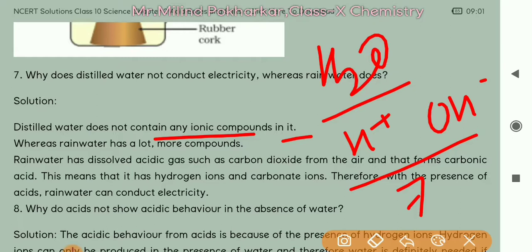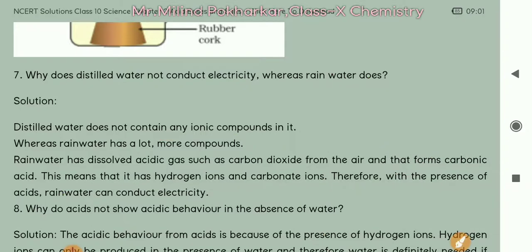But rainwater has dissolved acidic gas such as carbon dioxide from air, that forms carbonic acid, and this means that hydrogen ions and carbonate ions are there in it. So it conducts electricity. When acid rain takes place, or when rainwater is mixed with an acid, at that time H plus ions are produced. So as the ions are produced, it becomes a conductor of electricity.